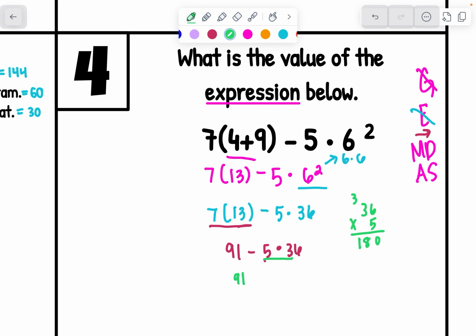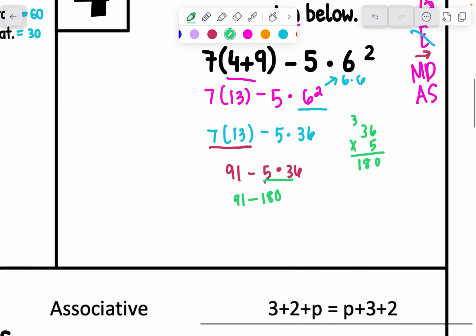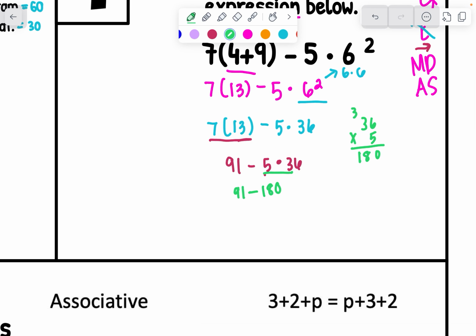So 91 minus 180. Remember, we know we're going to get a negative answer because I'm taking away from a smaller number. So we need to do 91 minus 180. So I know it's a negative 89.